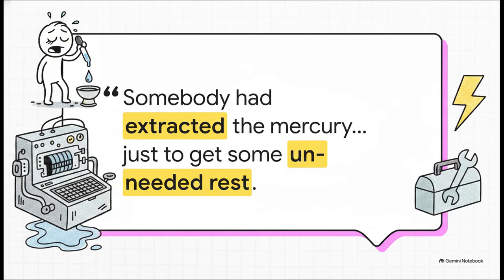Exhausted clerks were secretly using eyedroppers to siphon the liquid mercury out of the little cups and squirting it into spittoons. By breaking the electrical circuit, they were literally sabotaging their own workstations just to force a much-needed break.